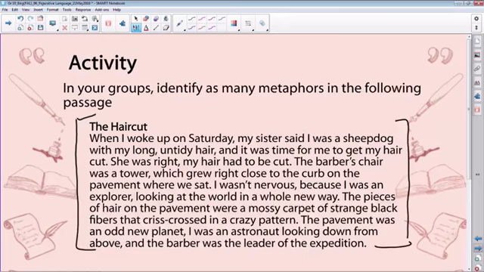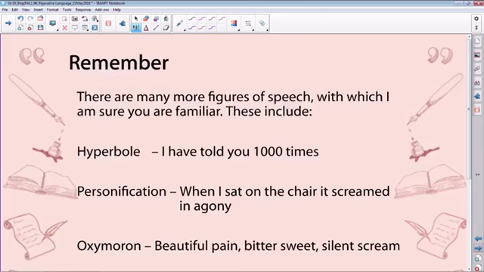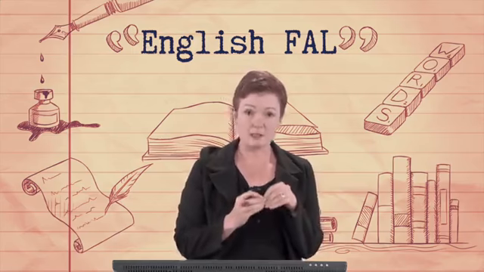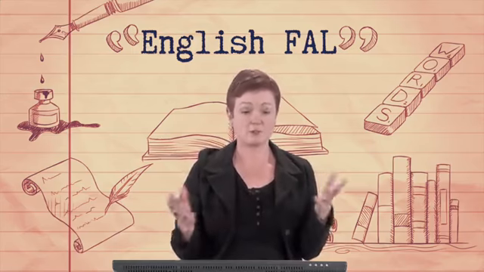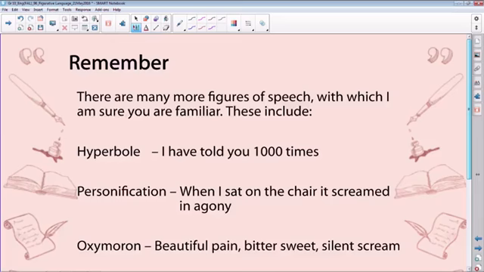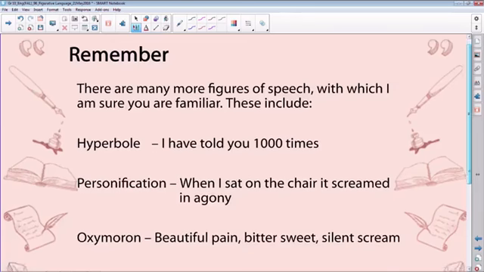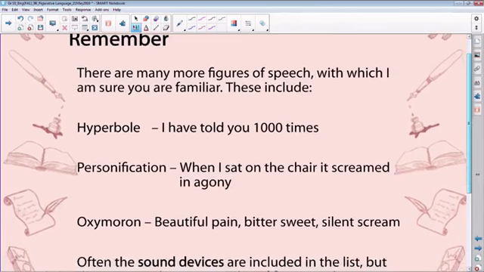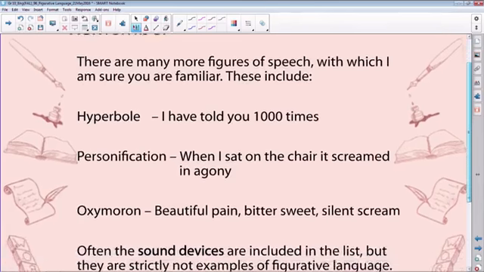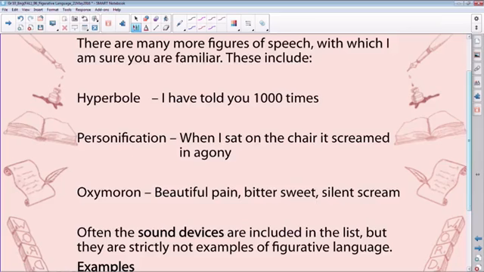So, I want to finish off by saying that we've looked at idioms, we've looked at similes, we've looked at metaphors, but there are many, many other examples of figurative language or figures of speech. Okay, we've got hyperbole, exaggeration. I say to you, I've told you 1,000 times. That's hyperbole. We have personification, okay, and that's giving inanimate objects human-like qualities. So an example would be, when I sat on the chair, it screamed in agony. Okay, chairs don't scream, people scream.